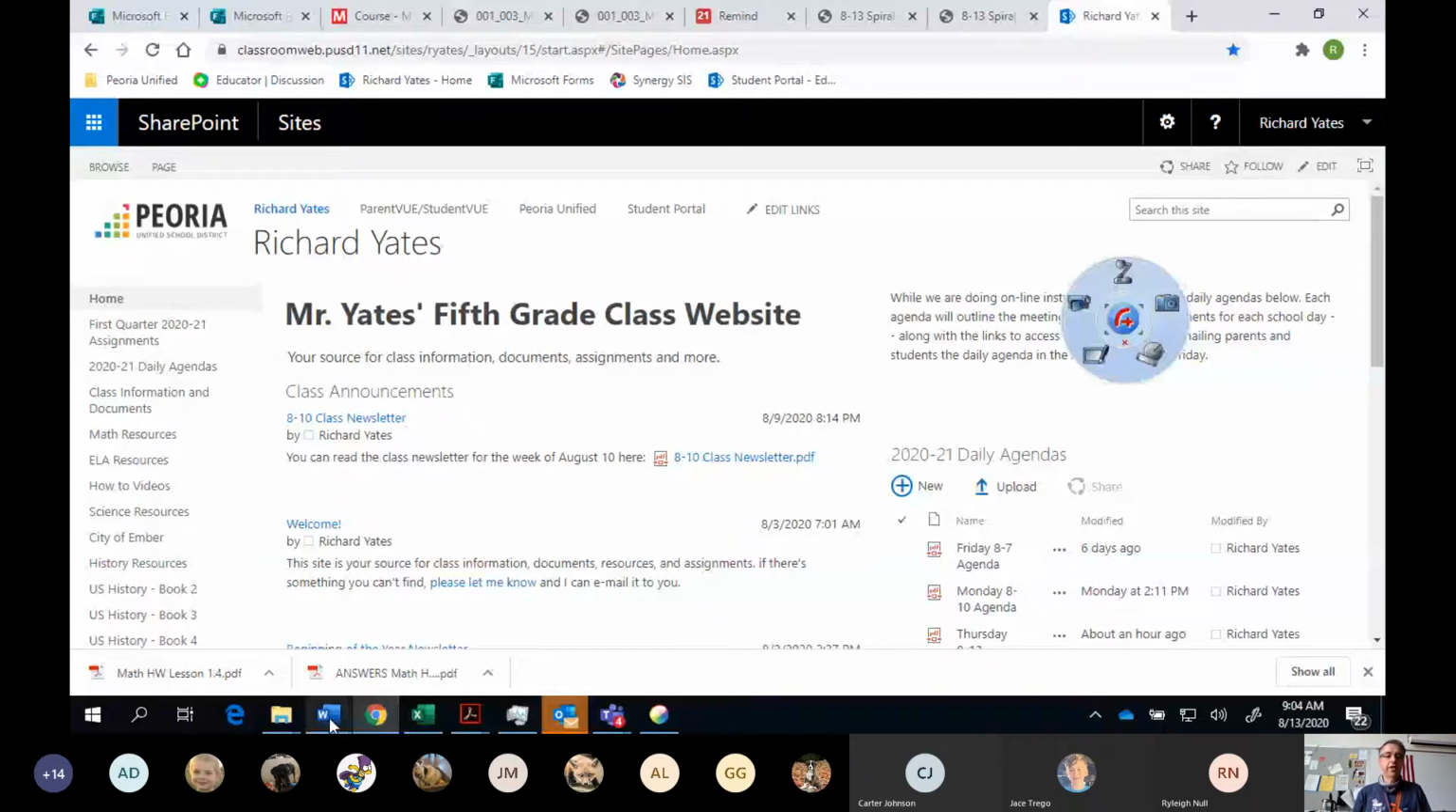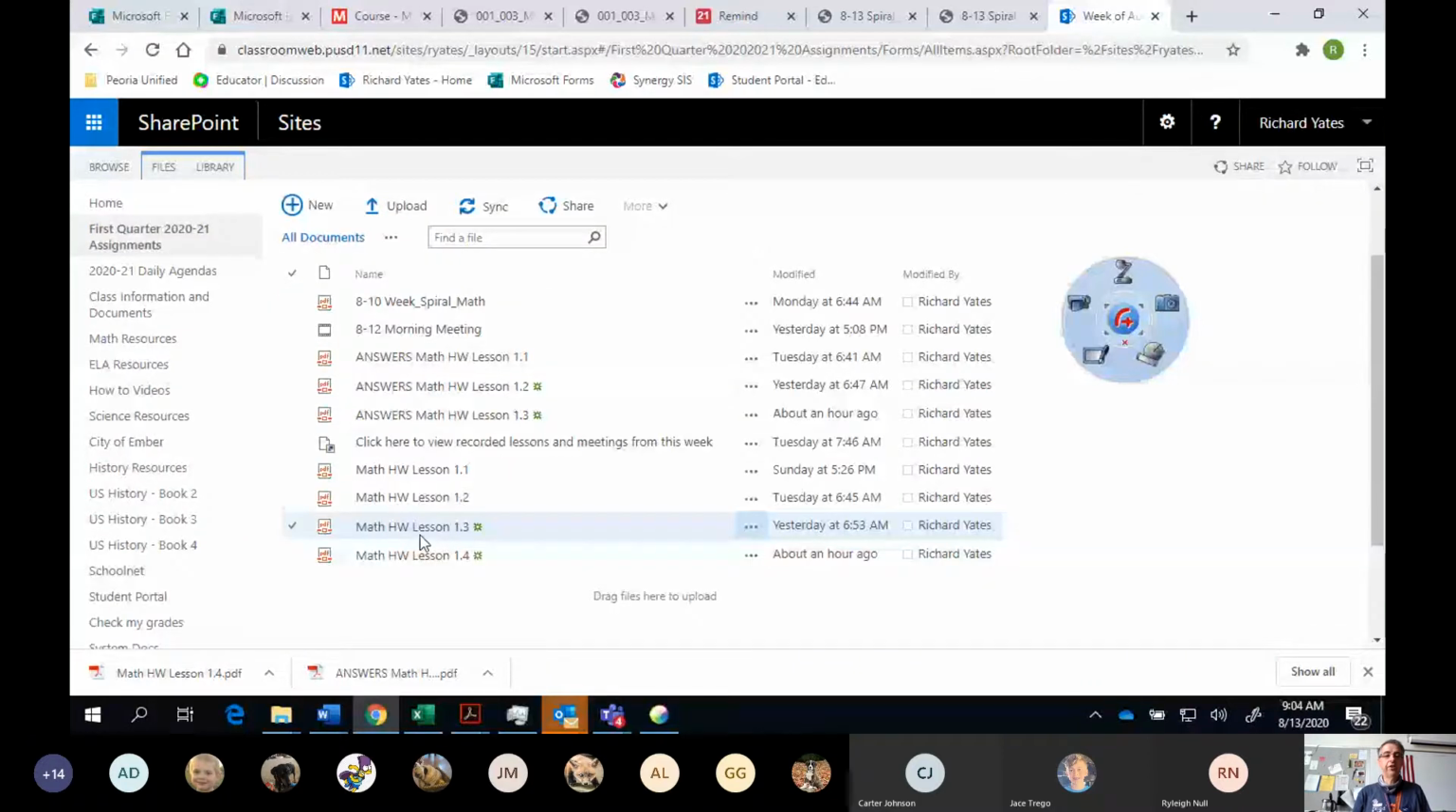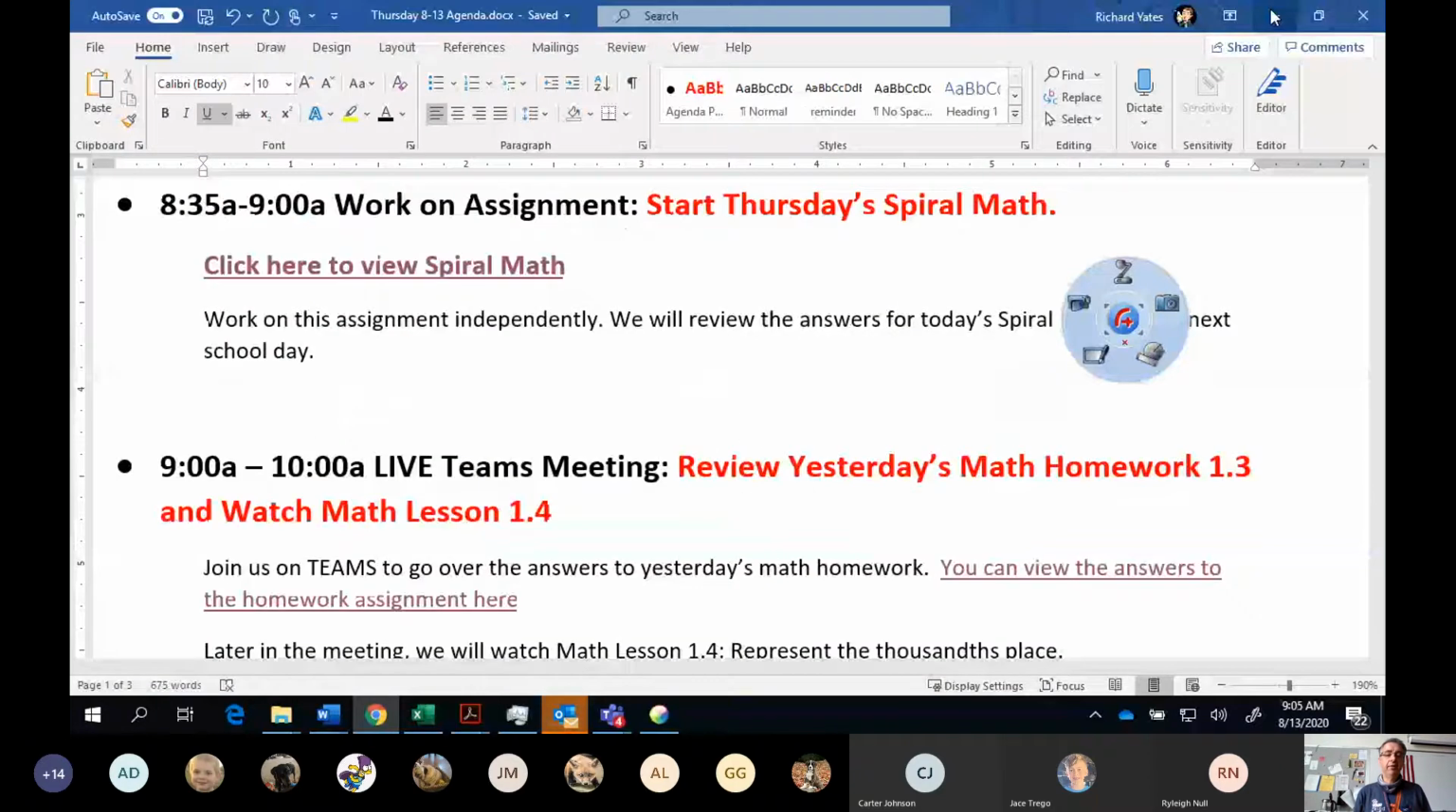And when you go to first quarter assignments, you'll see a little folder for the week's assignments. And then you'll find it in here. And you'll notice right here, there's answers for the homework. There's also the homework too. So you can always go to the class website if you don't have the agenda with you. But my first step would probably be to go to the agenda. And then if you can't find it there, or if you don't have the agenda around, just use the class website and you'll find it there. And if all else fails and you're just not sure where it's at, email me and I'll let you know.